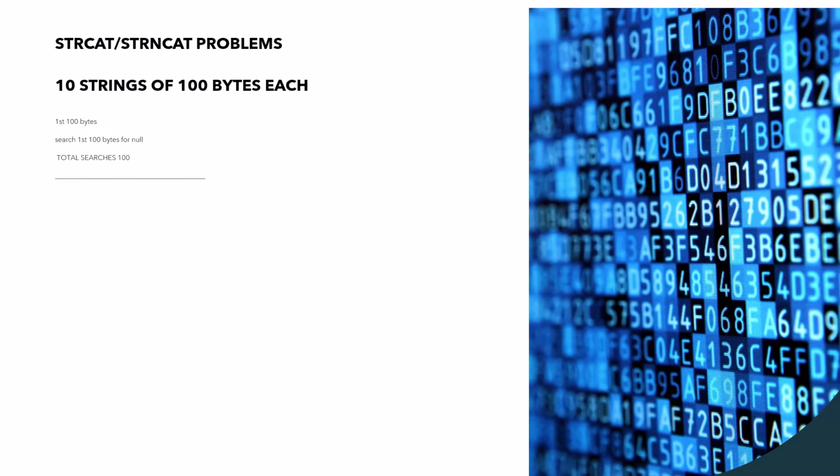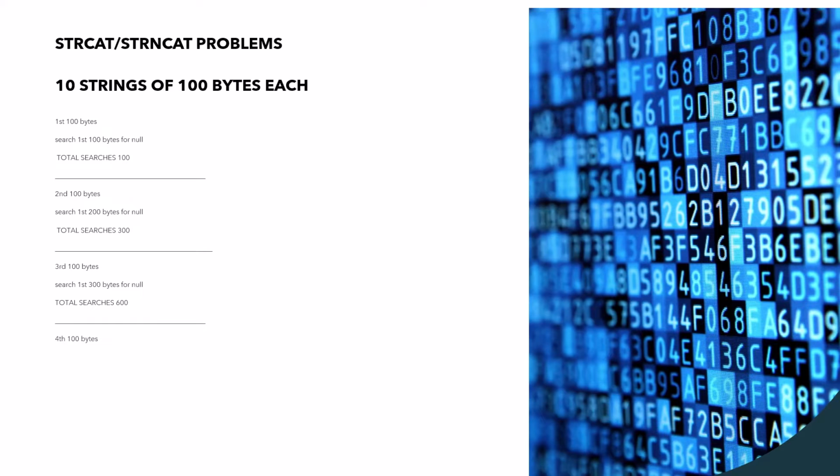Now take the next 100 bytes. For the second 100 bytes, we'll have to look through 200 bytes for the null character, right? Add that 200 to the previous 100, we now end up with a total number of searches being 300. Now, if we look at the third 100 bytes, we're going to search the first 300 bytes for the null, right? So the total number of searches will be 300 plus the previous 300 searches, that would be 600.